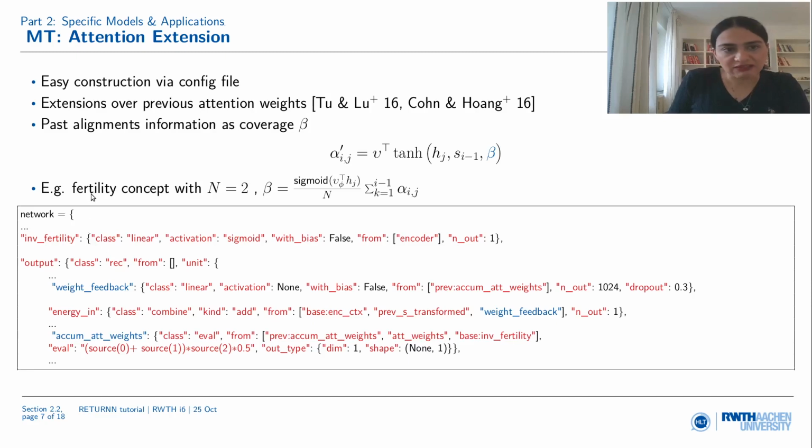For example, here we have the fertility concept with the maximum fertility value of 2, as formulated here. What we can do is use an eval layer to accumulate the attention weights first and then multiply it with the fertility value. Given that, we can include it as a third term in our attention computation.